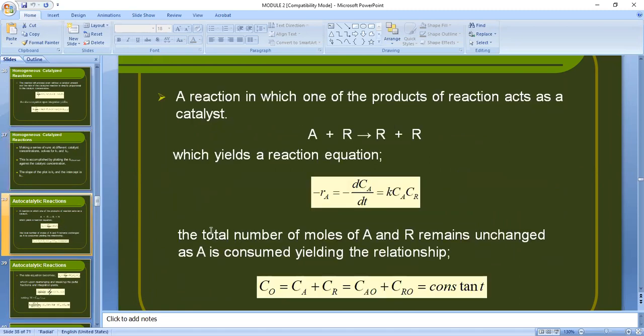Now, the homogeneous catalyzed reaction will happen even if there's no presence of the catalyst. So it will occur without the presence of a catalyst.